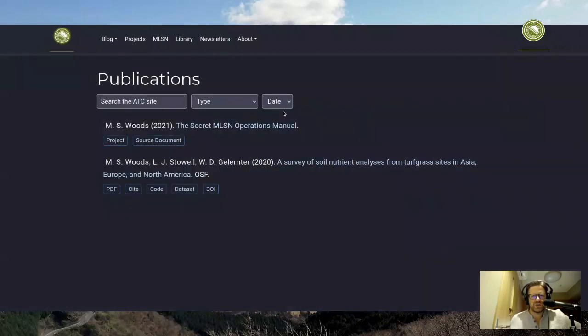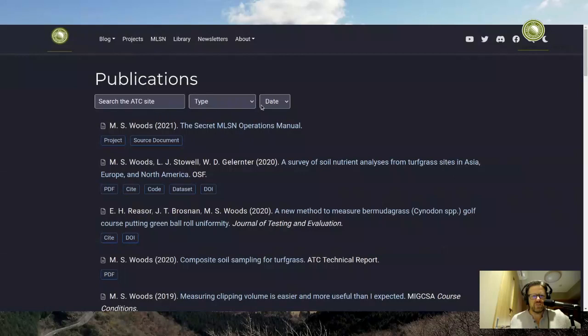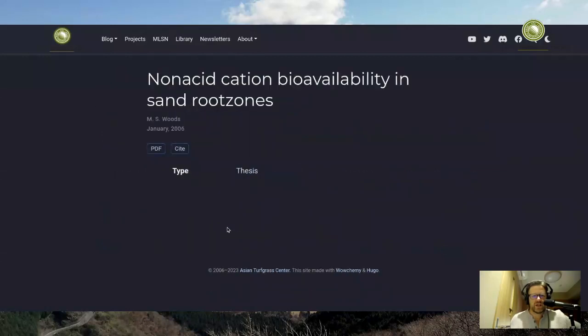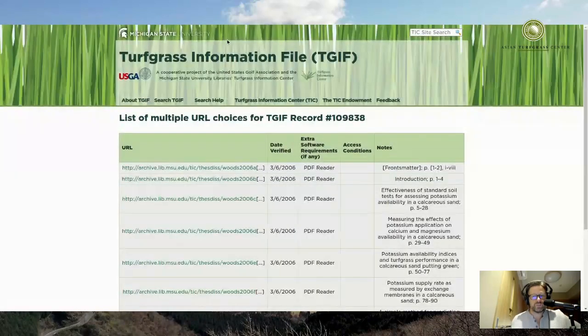Let's see if I can do that. I'll just go by date. That was published in 2006. So if we go back there, boom, there it is. 2006, non-acid cation bioavailability in sand root zones. If I click on that, what does that bring us to? It brings us to a PDF. If I click on that, it brings up another link. Right, so it brings up the Turfgrass Information File.